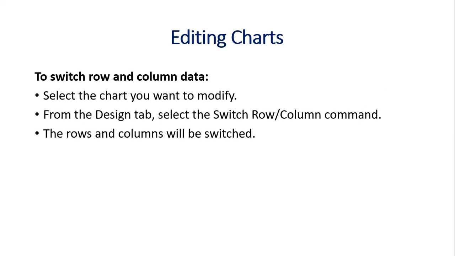Now, the other editing feature is to switch row and column data. Simply select the chart you want to modify. Then from the design tab, you can select the switch row or column command. The rows and the columns will be switched. So that's simply how you can switch row and column data.